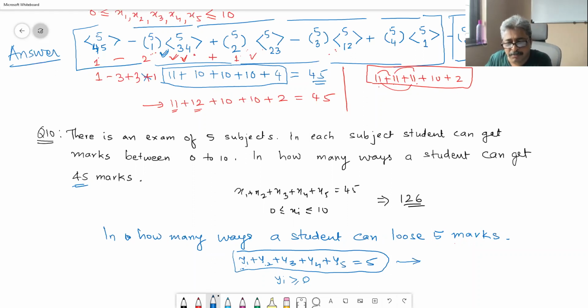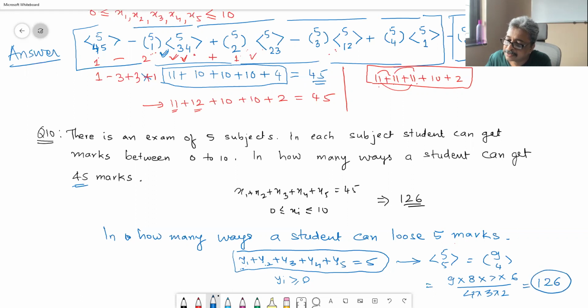Therefore, the answer for this problem should be 5 elbow 5, which is 9 choose 4, which is 9 into 8 into 7 into 6 upon 4 into 3 into 2, which is 126. That is the fun of mathematics.